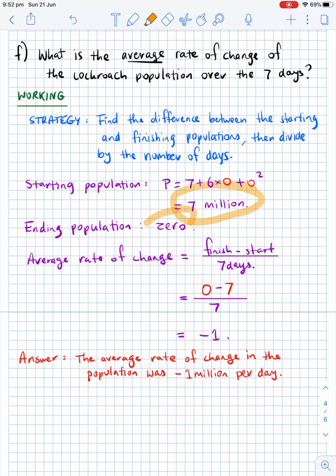We know that that actually wasn't the case. That's not what was happening. At the start, the population was actually going up. But on average, the population was overall going down because it eventually got down to 0.